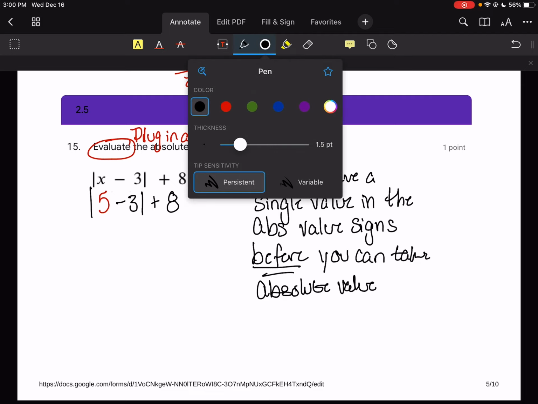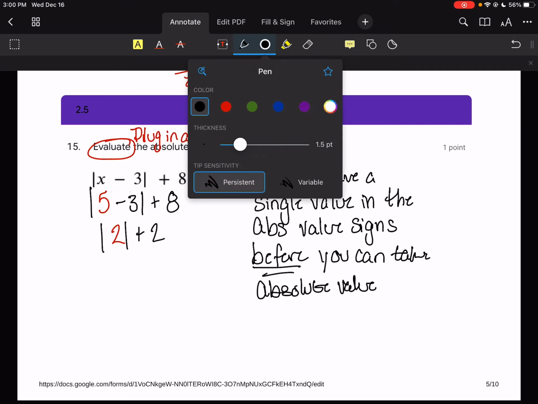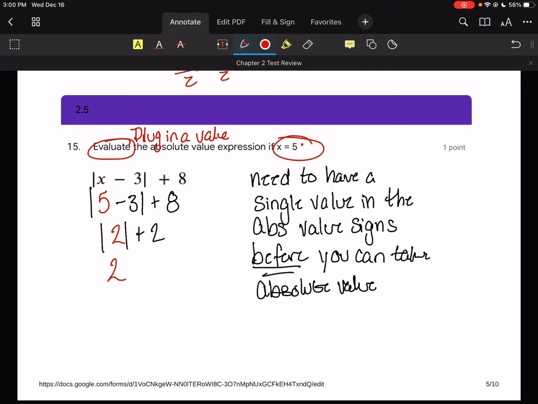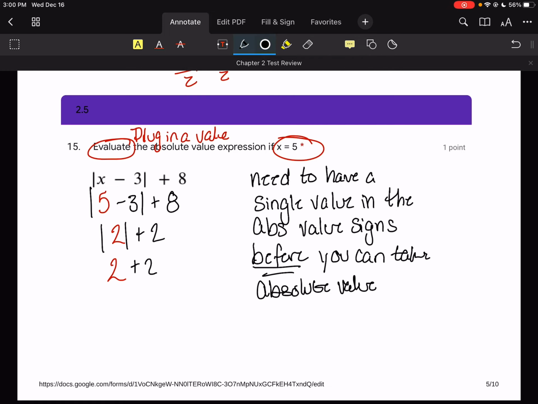So first thing I'm going to do is I'm going to do 5 minus 3, which is 2. Everything else stays the same. When I take the absolute value of 2, that's just a positive 2, and my absolute value signs then drop at this point in time. So 2 plus 2, 4.